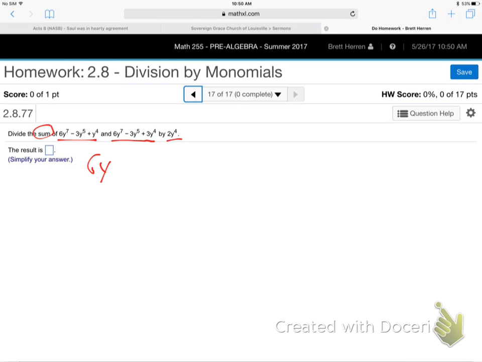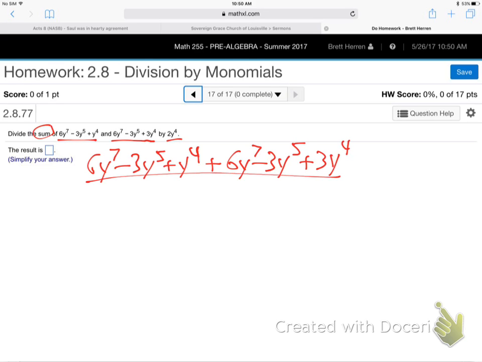So in other words, it's 6y to the 7th minus 3y to the 5th plus y to the 4th added to 6y to the 7th minus 3y to the 5th plus 3y to the 4th, all of it divided by 2y to the 4th. See what they're saying there? Yeah, we can. Not scaring me. All right.